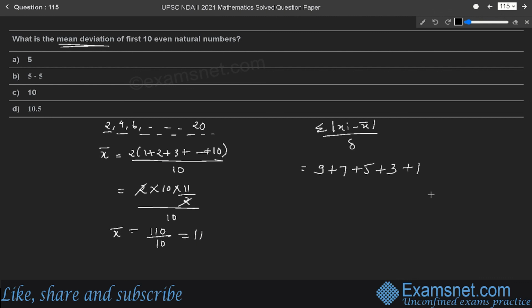Now up to 10 we have solved, and we know that the numbers are up to 20. It means again all these numbers will be repeated. So multiplying it by 2 upon 10, which is the total number of given numbers. So this will be 1 and 5. Now adding all the numbers, it will be equal to 25 upon 5, which is equal to 5. So we can say that the mean deviation of first 10 even natural numbers is 5. Therefore option A is correct.